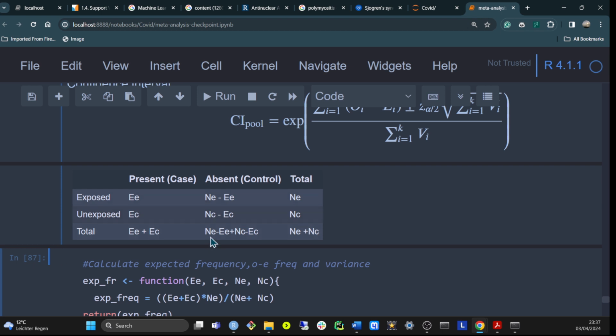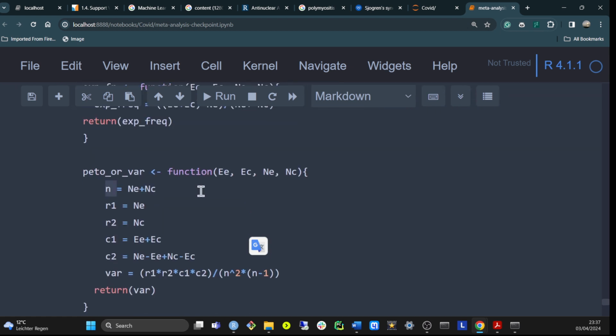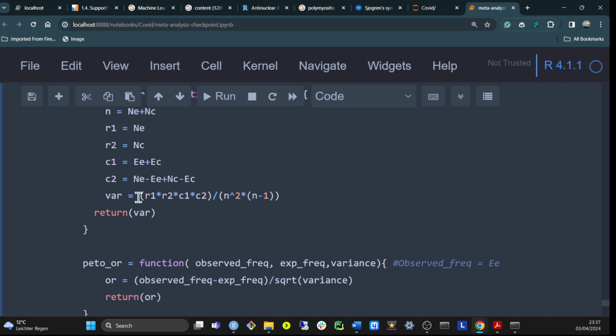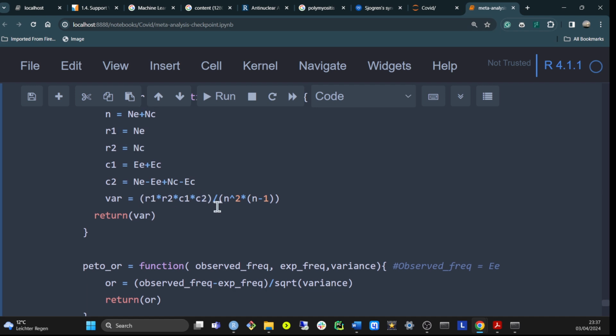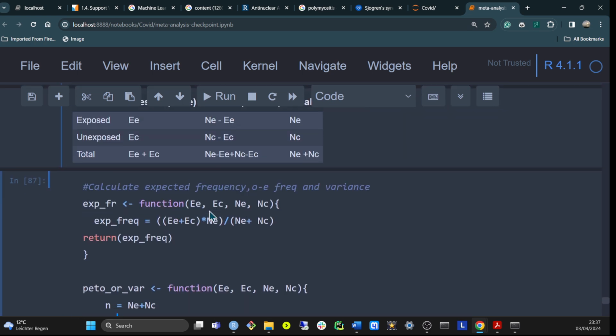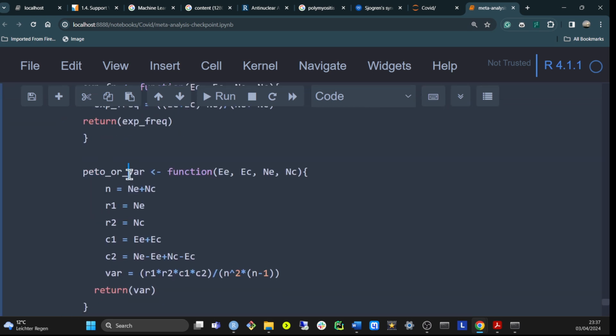If I run this, I should be able to get the weight. If I run the total weight, that will give me the total weight. But if I put it in the square root and invert it, that will give me the standard error.